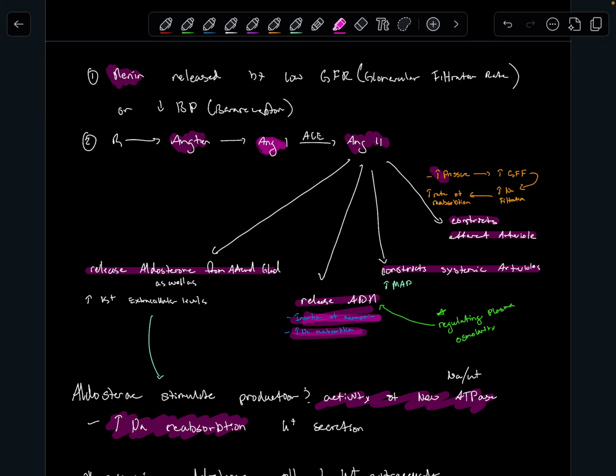Basically, what's going to happen is an increase in pressure, right, because of constriction. This will increase our GFR. Increasing GFR will increase sodium filtration. And then, because we have a higher filtration rate, we'll actually have an increased rate of reabsorption, allowing for more water to flow in that area.